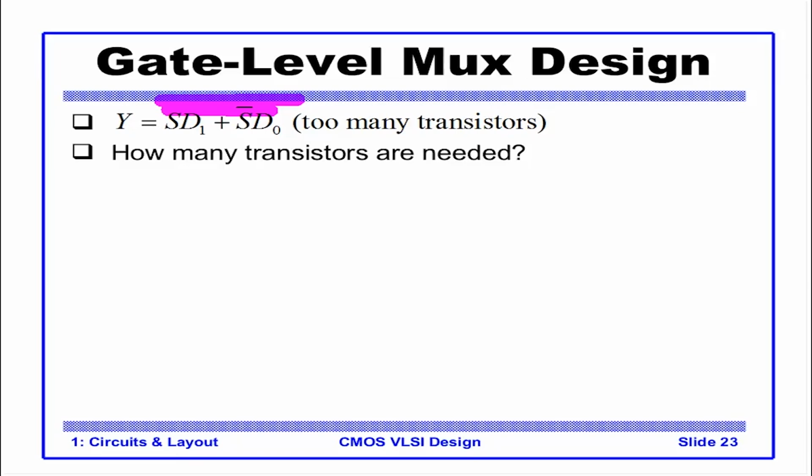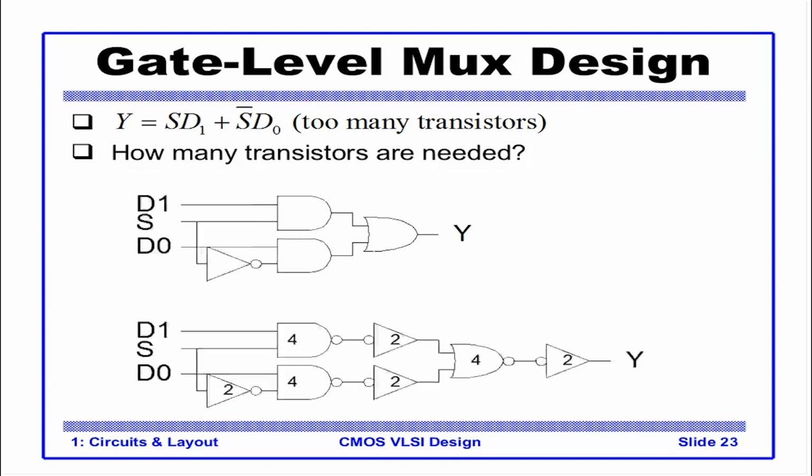The first complement here, the topmost complement, would mean adding an inverter at the output stage, and the remaining circuit here, the complement of SD1 and S bar D0, would go down as a pull up and a pull down network. So let's see how many transistors are needed. The answer is 20. You could go back and verify.